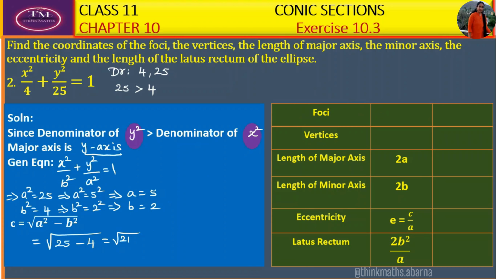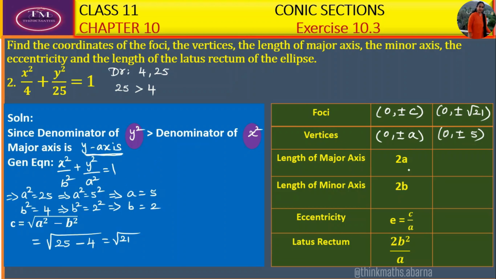So here the major axis is y-axis. If the major axis is y-axis, foci will be in y coordinate. So it is 0, comma plus or minus c. What is c? Root 21. So it is plus or minus root 21. Vertices also will be in y coordinate. So it is 0, comma plus or minus a. So the answer will be 0, comma plus or minus a, which is 5. 0, comma plus or minus 5.